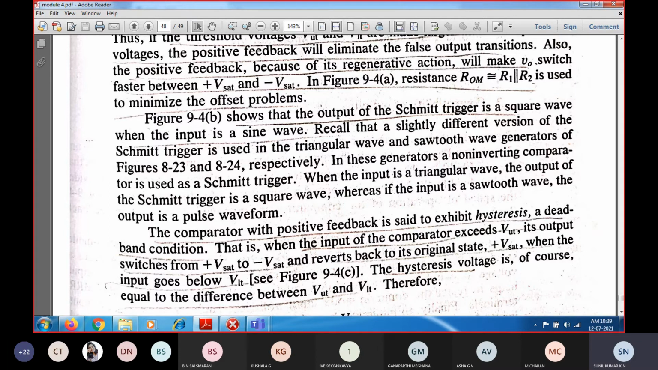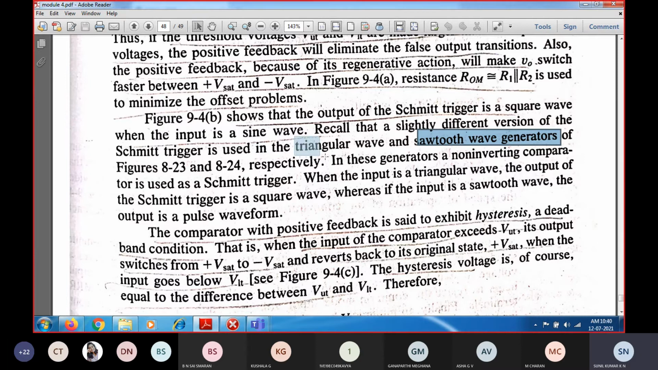So the output will be positive, and we can give. As I told, the Schmitt Trigger is used with triangular wave, sawtooth wave generators, or in any case. The Schmitt Trigger can be used for triangular to rectangular, rectangular to square. Like that, you can use it for generating the square waveform. In any type of waveform, you'll be getting the output as square.